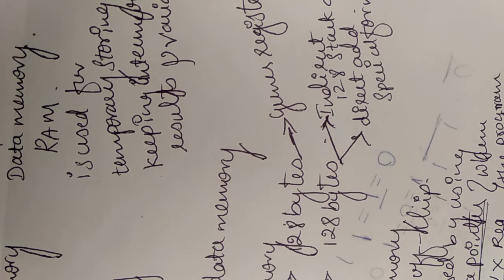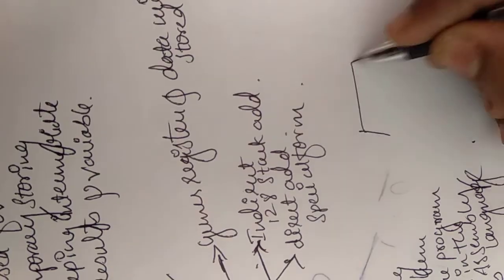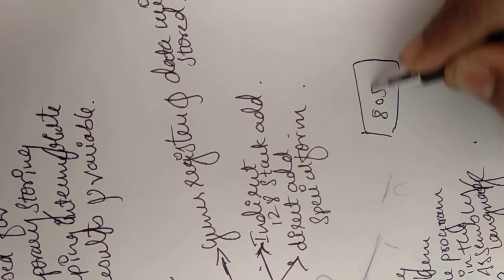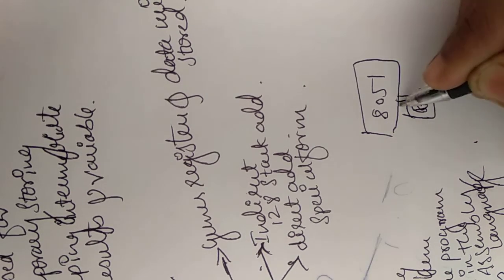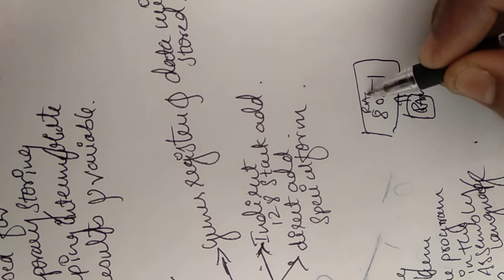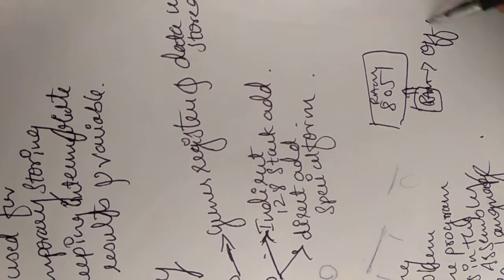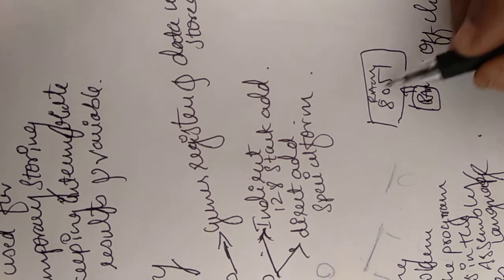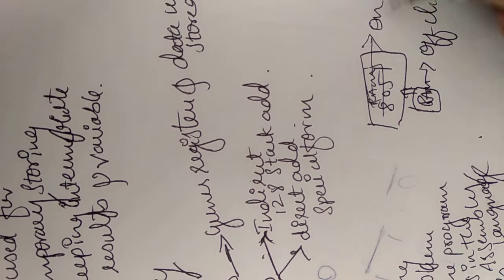Next comes the external data memory. External data resides off chip. It means we connect an external chip, external RAM, to the 8051. Whatever external RAM we connect is called off chip, and the RAM present inside the 8051 is called on chip.